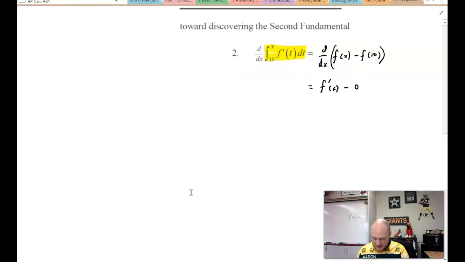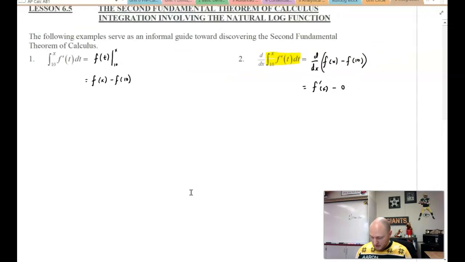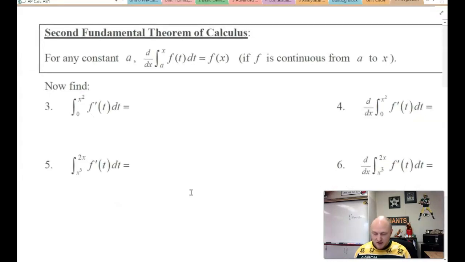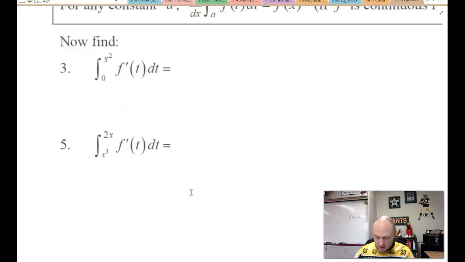And here is the second fundamental theorem of calculus. For any constant a, the derivative of an integral from x to a of f of t dt is f of x. A derivative and an integral essentially just cancel each other out. So we can plug in the bounds. We're also going to look at another form, the chain rule, before we plug this in.